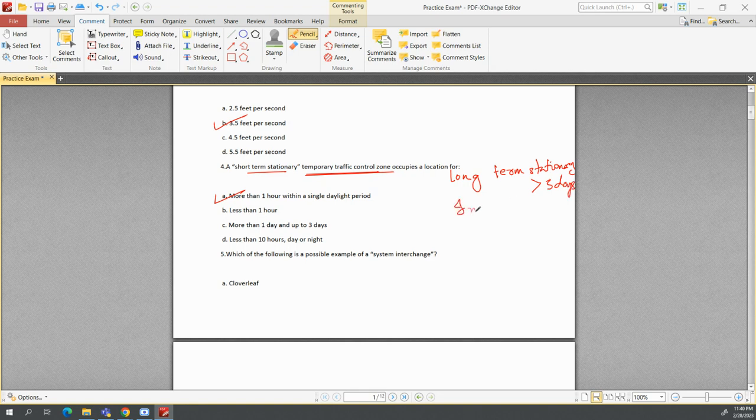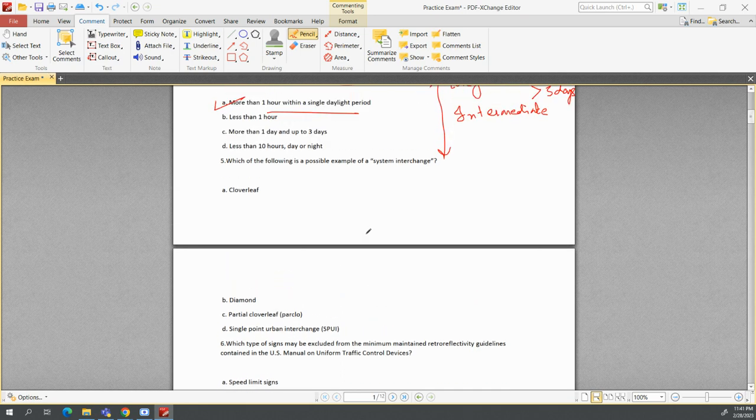Then intermediate, I think it's intermediate, something like that, which is 1 to 3 days. Then it's short-term stationary, right? Then it is mobile, right? Which is less than 1 hour, like 15, 20, 30 minutes is mobile. So you need to remember those four or five types which you have here. You need to remember all the types of temporary traffic control zones, right? Anything can come. Okay, so for this problem, this is short-term stationary. It will be 1 hour to 12 hours, a single daylight period. So let's go to the next problem.